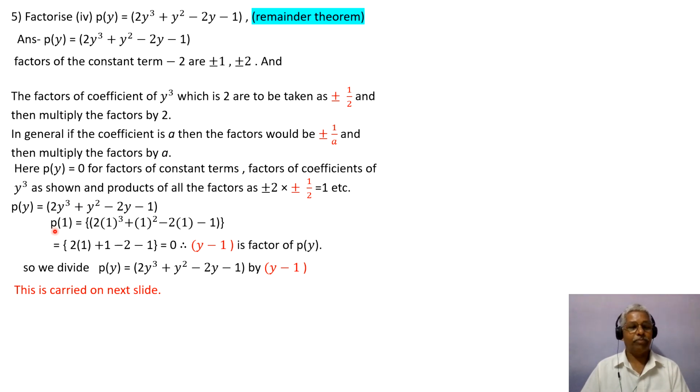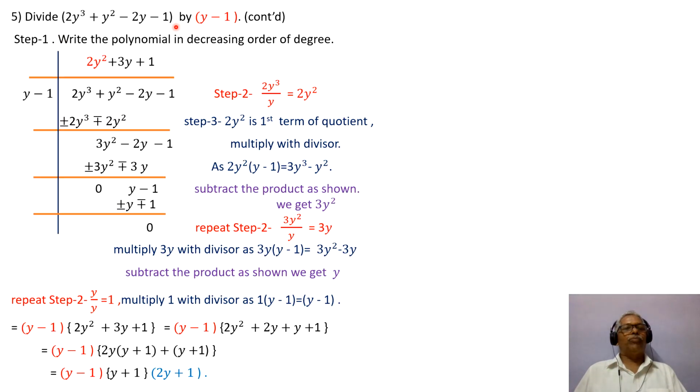So I am doing it here. P(1) equals 2 into 1 cube plus 1 square minus 2 into 1 minus 1. And ultimately we know we are getting 0. So y minus 1 is a factor of P(y). Now we have to divide this by y minus 1 by the remainder theorem and get the other factors. So this is given on the next slide. The factorization of this polynomial by the remainder theorem continues.